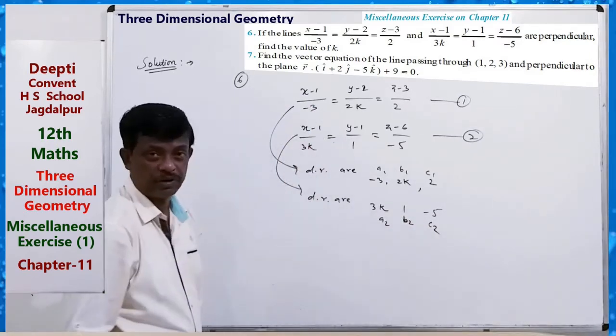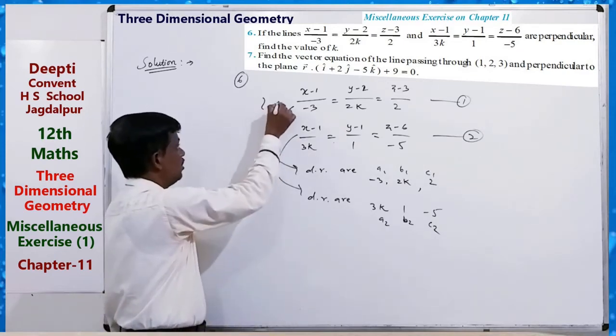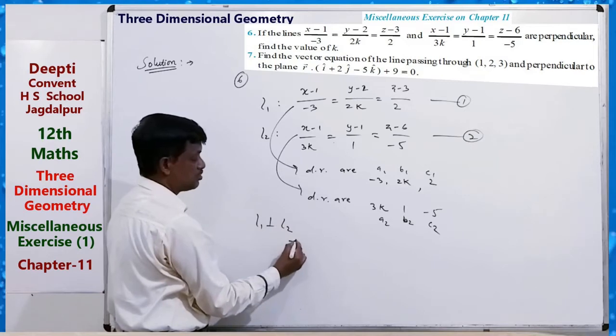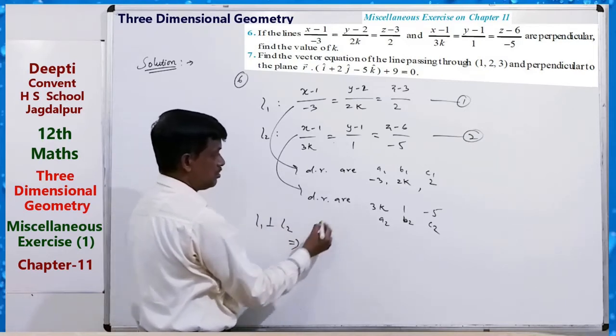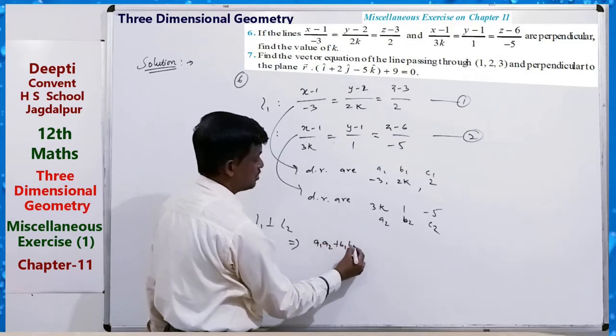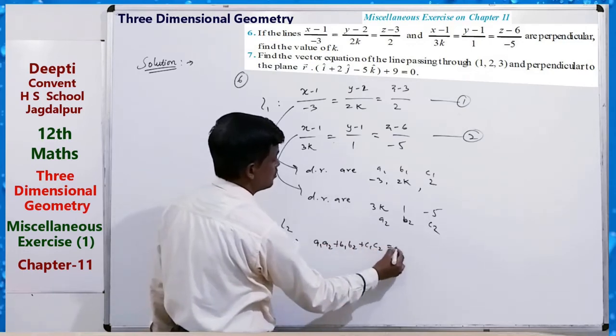These two lines are perpendicular. So this is line L1, this is line L2. So L1 is perpendicular to L2. That means what? A1 A2 plus B1 B2 plus C1 C2 is equal to 0.